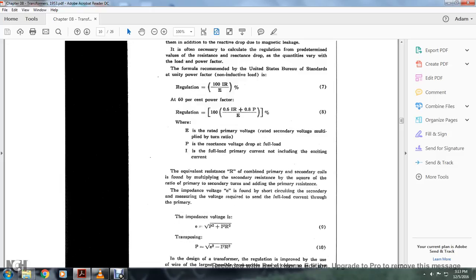In addition to the resistance drop and the magnetic leakage, it is often necessary to calculate the regulation to determine the value of the resistance and reactance drop. The quantities vary with the load and the power factor.